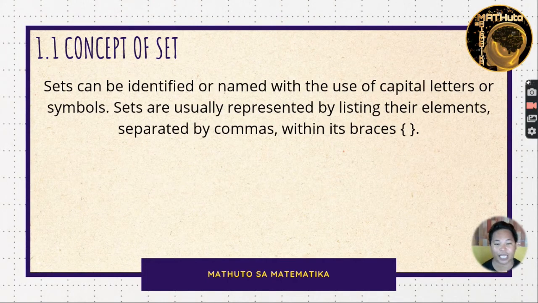Sets can be identified or named with the use of capital letters or symbols. Sets are usually represented by listing their elements separated by commas within braces. So, yan po yung symbol ng braces. And if we're going to define what is an element, ito po yung mga members ng set po. So, kung ano yung mga nasa loob ng set, these are called elements po.